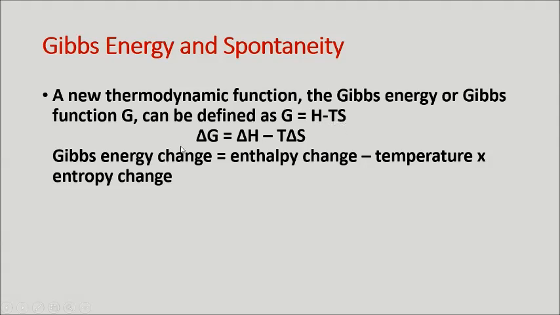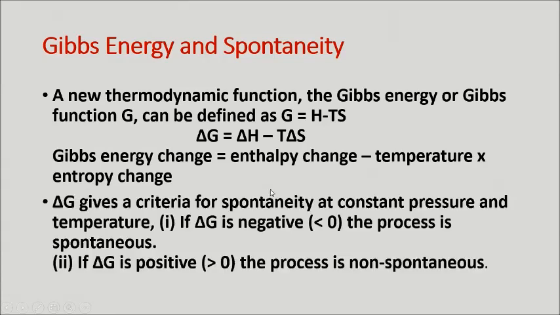If we want to write the change in Gibbs free energy, we can write delta G is equal to delta H minus T delta S. That is, Gibbs free energy change is equal to enthalpy change minus temperature times entropy change. Temperature is not changing, it's a constant. So delta G gives a criterion for spontaneity at constant pressure and temperature.